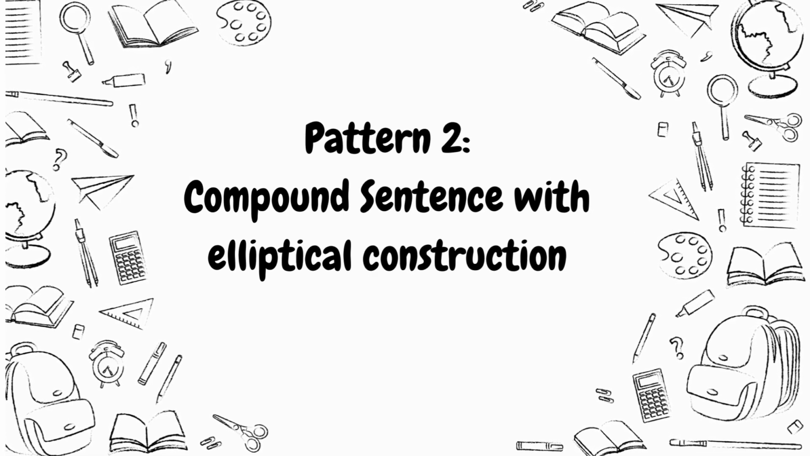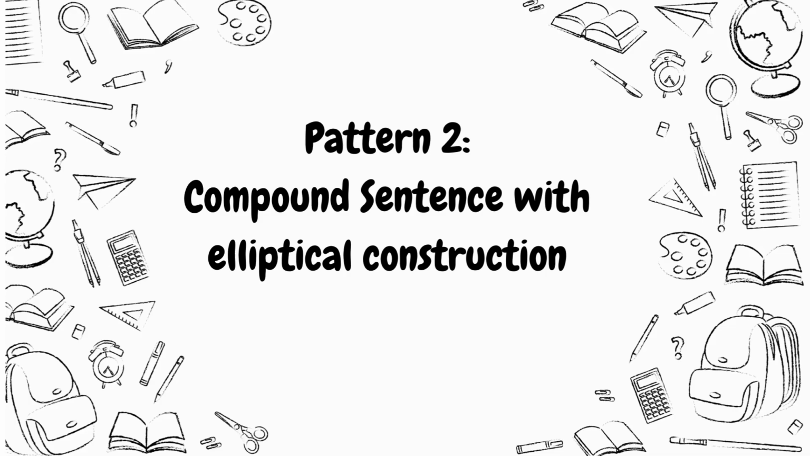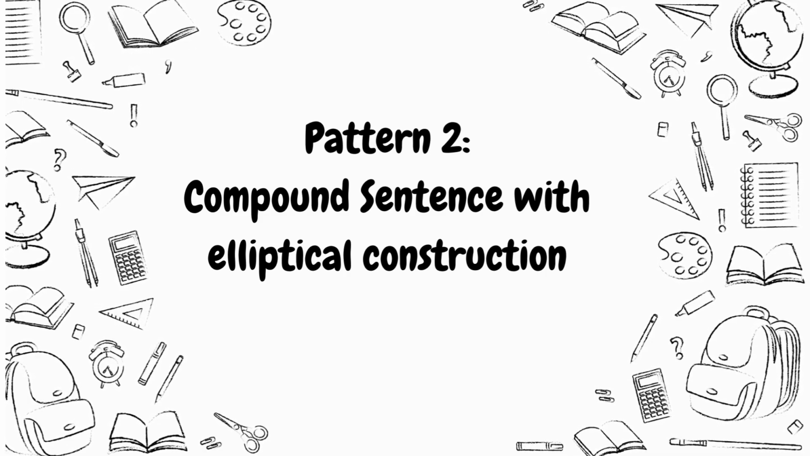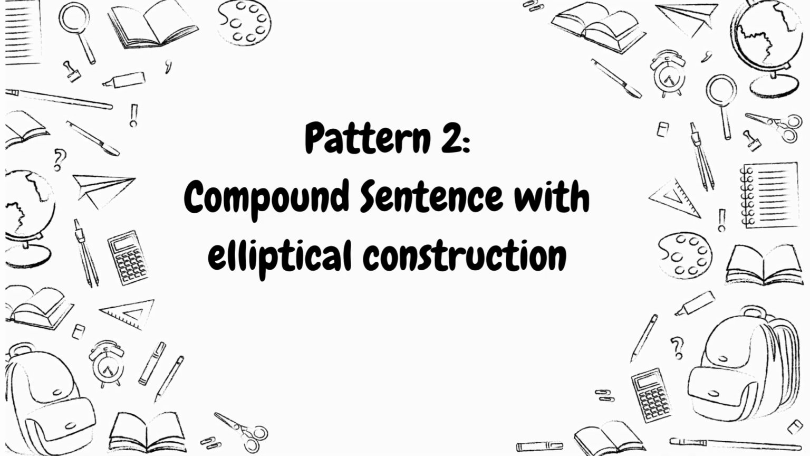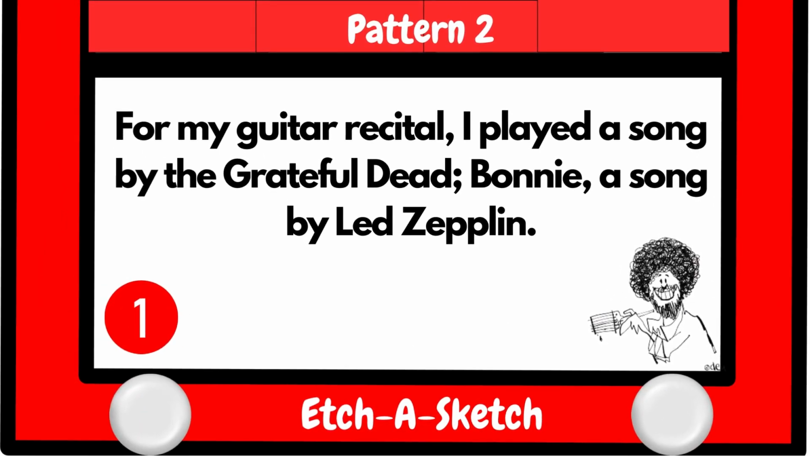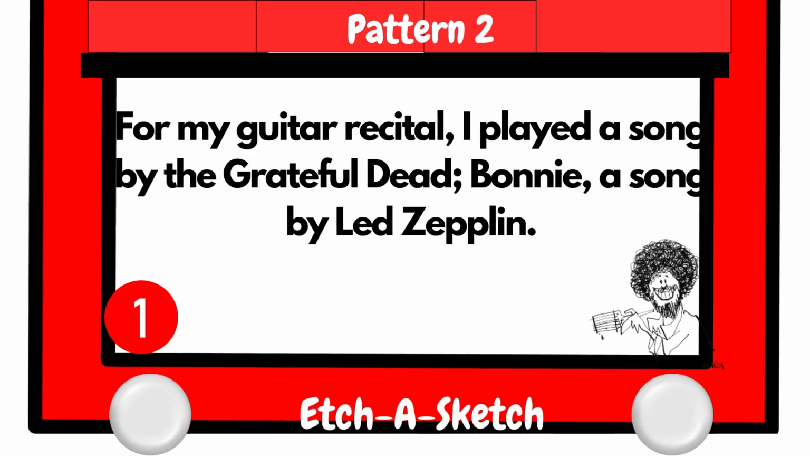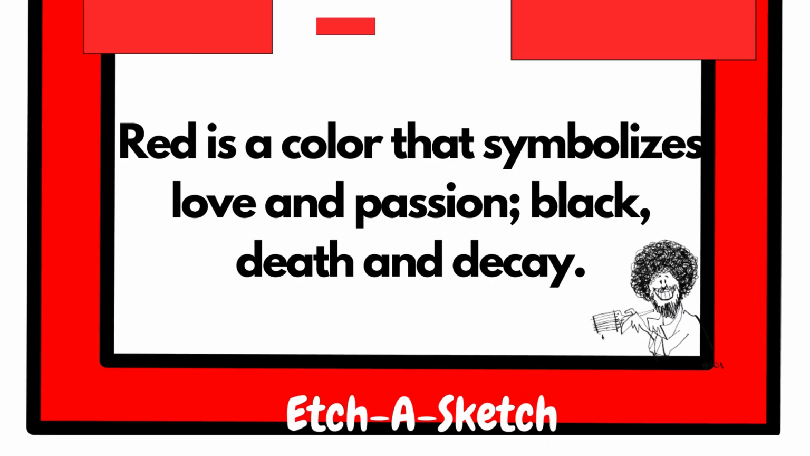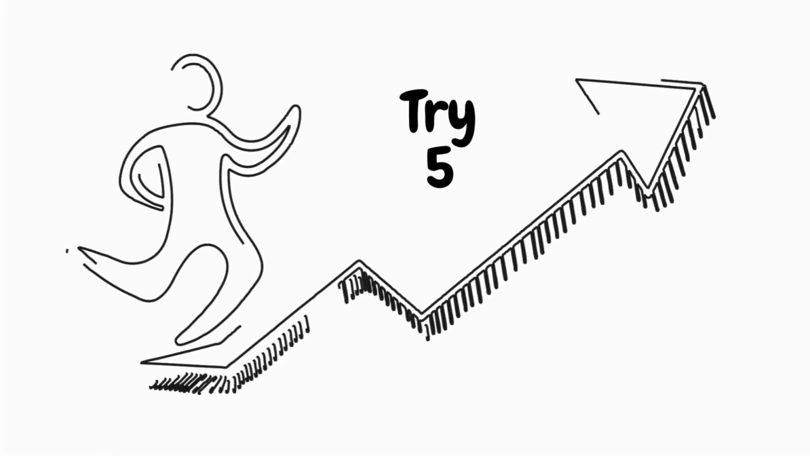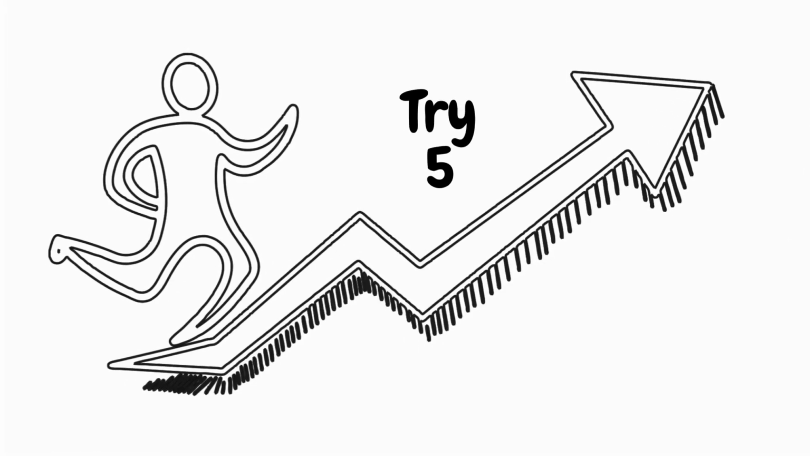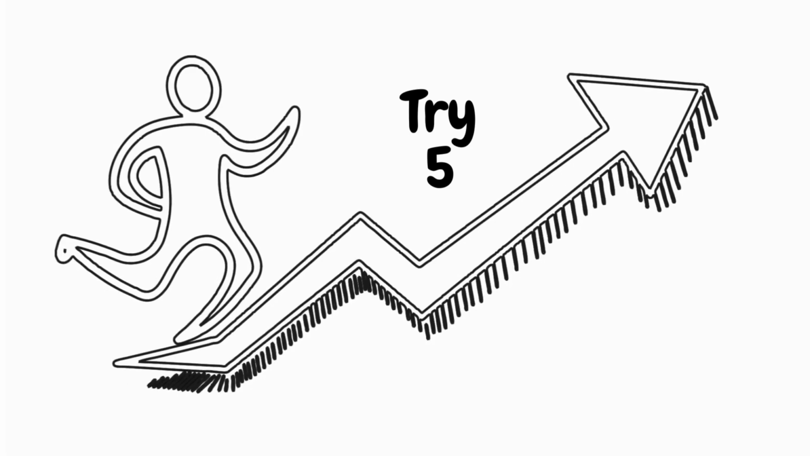Compound sentence with elliptical construction is number 2. All right, so you got to unpack that a little bit for kids, especially the verbiage, and just give them some examples. So I'll just show you one. For my guitar recital, I played a song by the Grateful Dead; Bonnie, a song by Led Zeppelin. So you just get that elliptical construction thing going on in there. And then you show them all 5, and boom, they try it 5 times themselves. And again, all these slides are down below in the link so that you can use them for your classroom use.